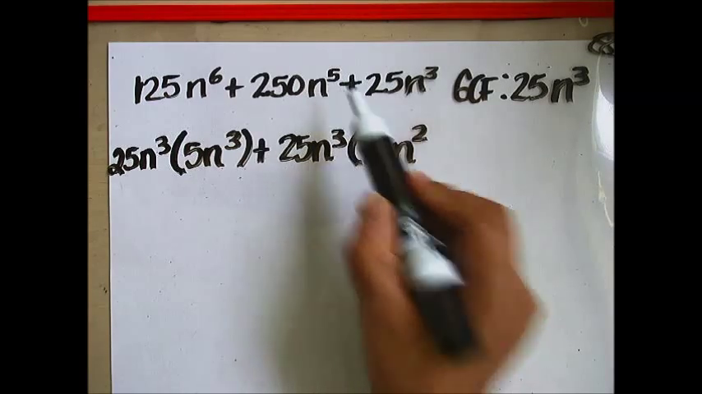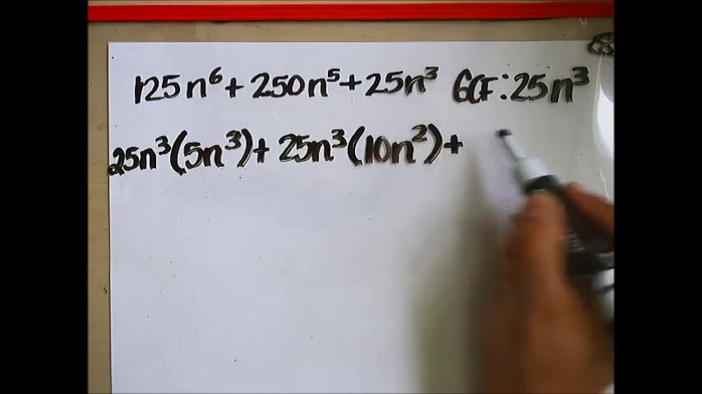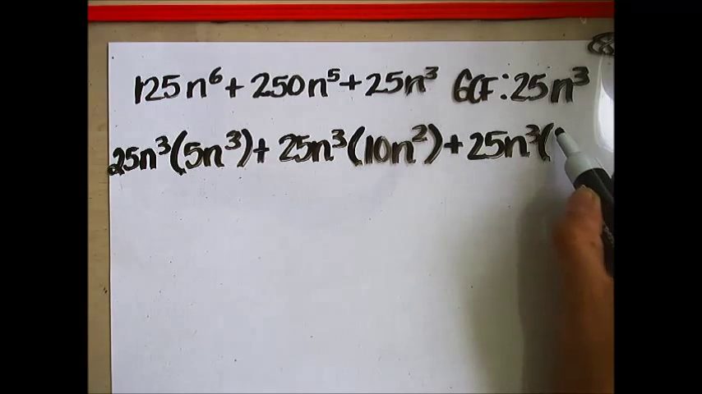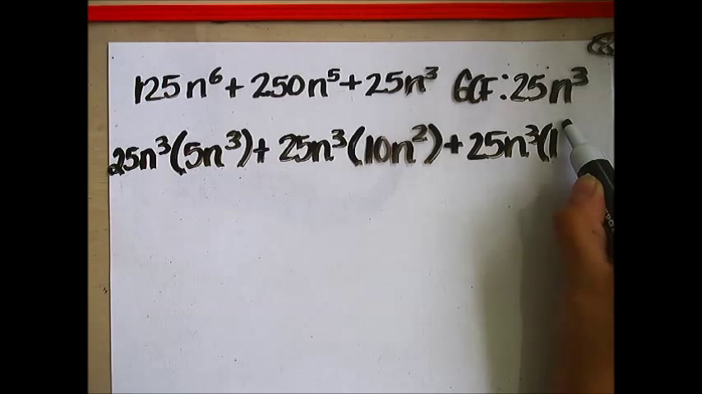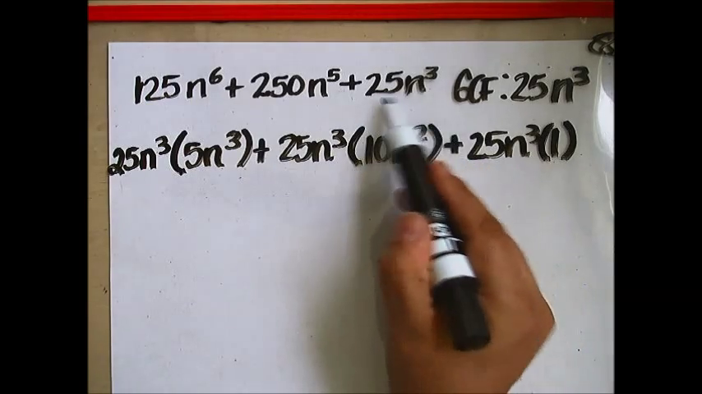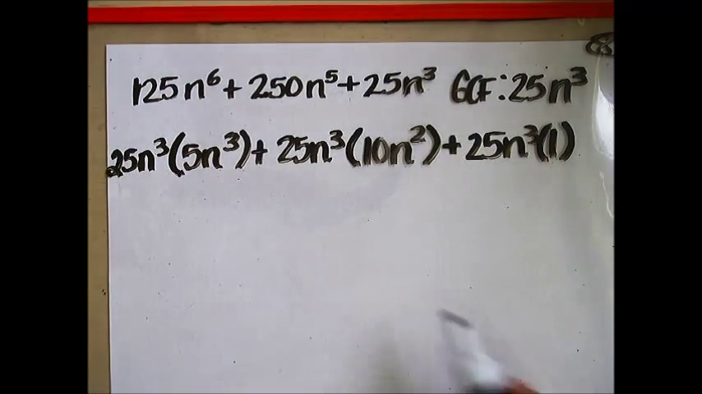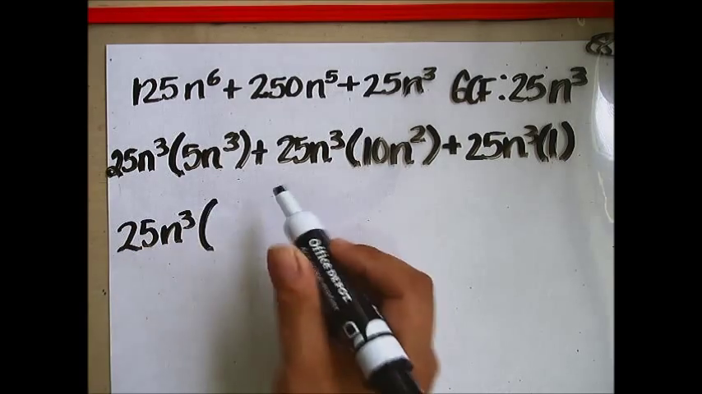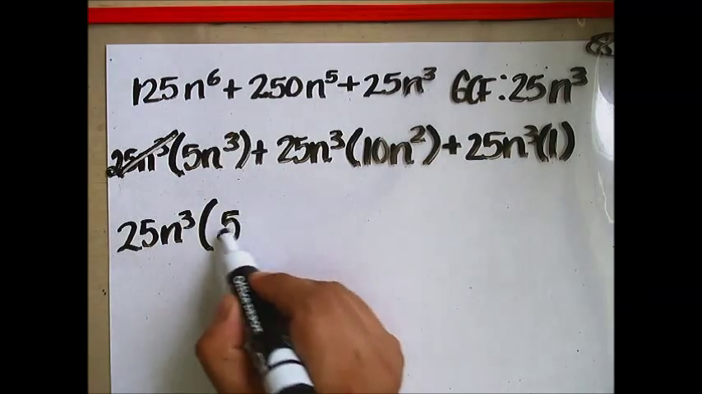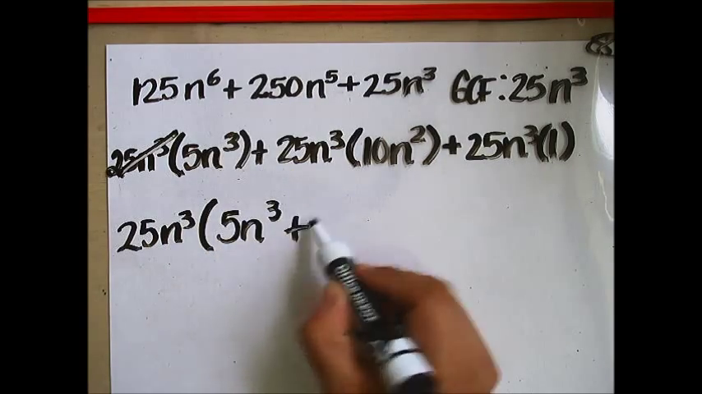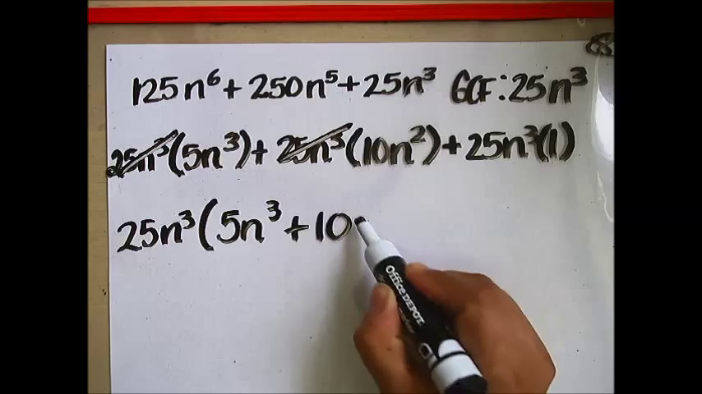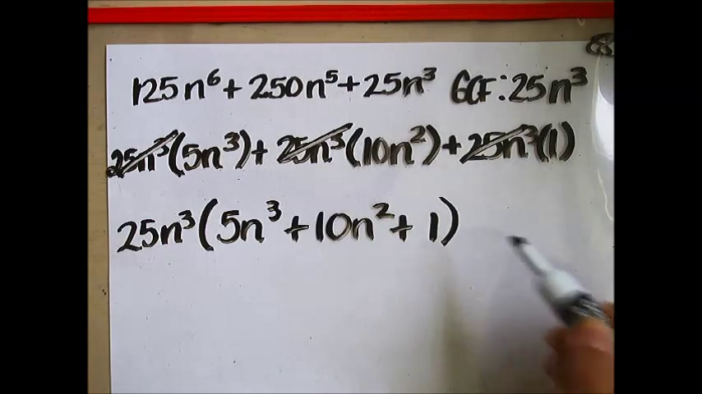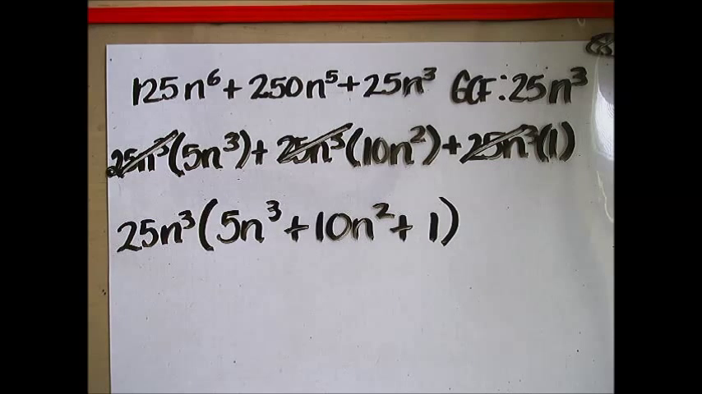Remember to check yourself. 3 plus 2 is 5. Plus, and then 25 into the third times 1, because 1 times 25 into the third gives us that entire expression, 25 into the third. So now let's factor it out. And we're left with 5 into the third plus 10n squared plus 1. And now you're done.